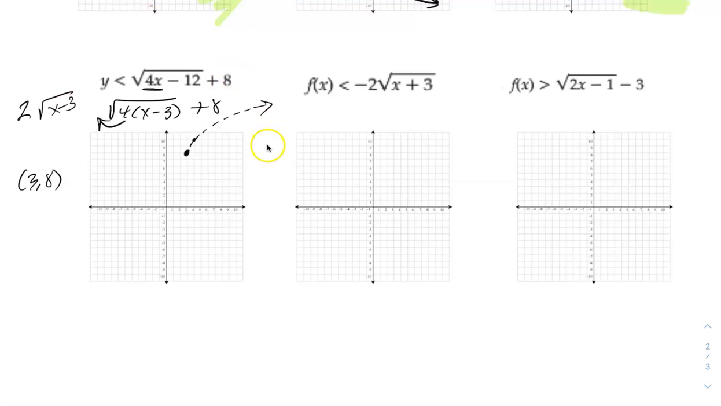Again, this is just a sketch, but the graph looks sort of like that. And then I'm shading less than again. So shade below.